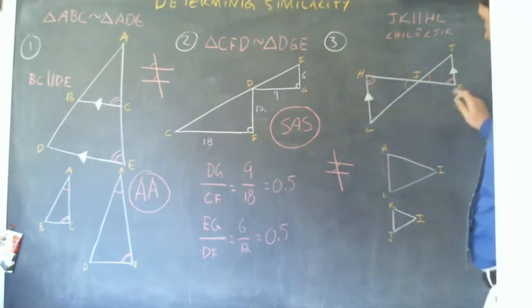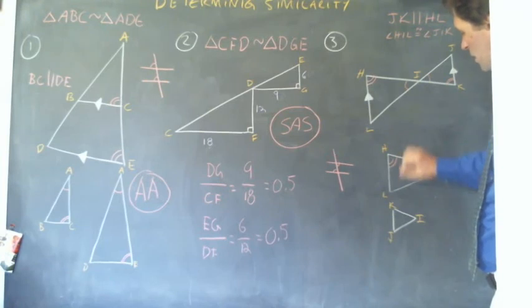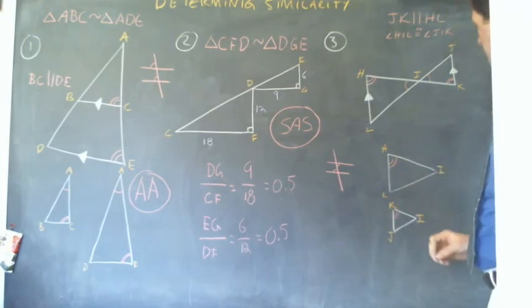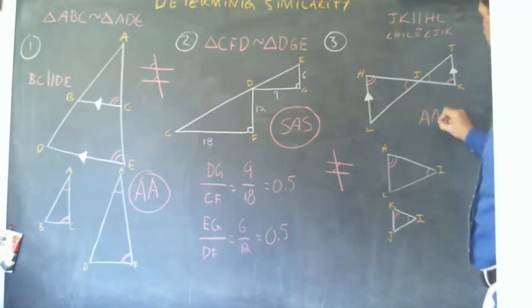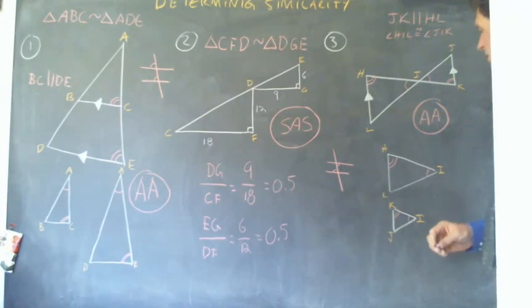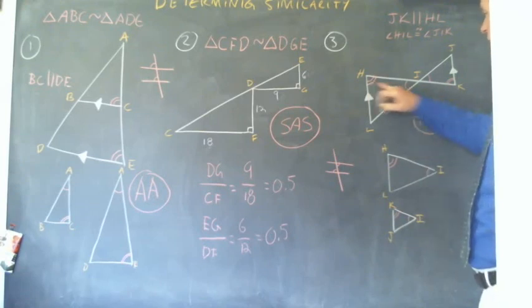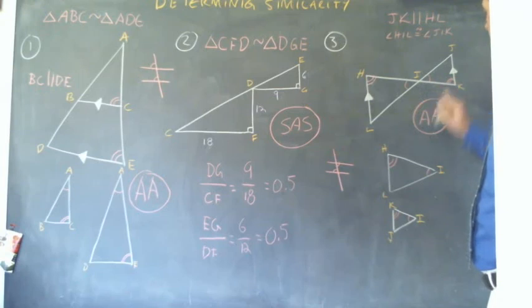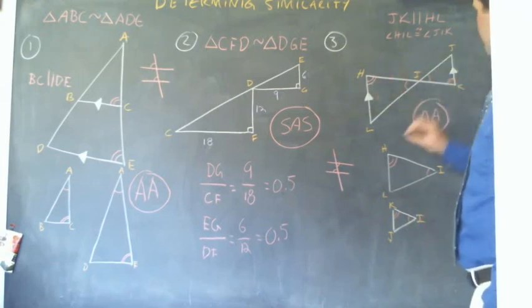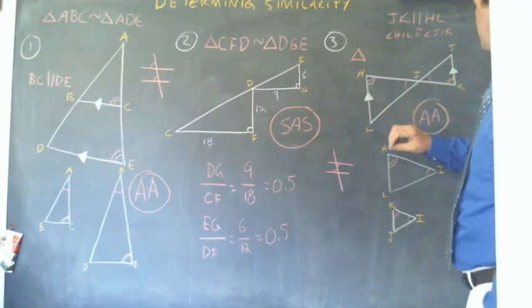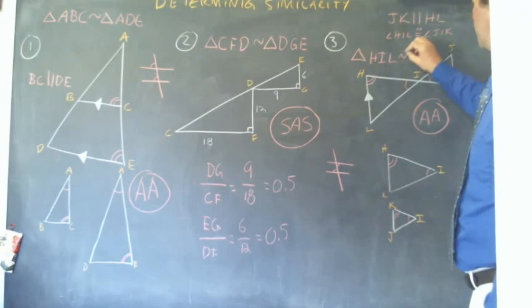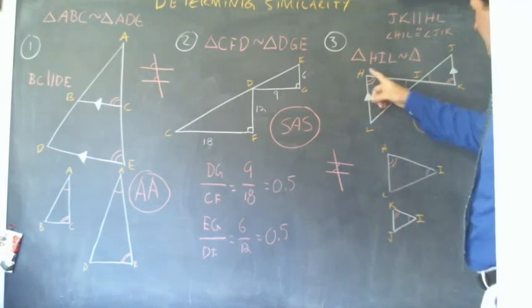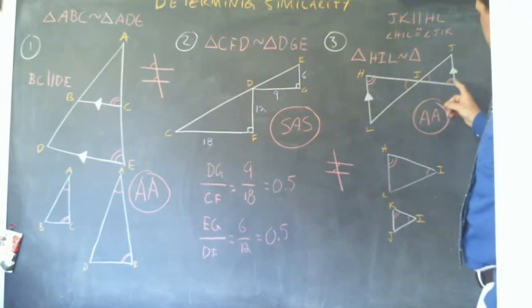So angle H and angle K are congruent. Angle I and angle I are congruent. That is enough for angle-angle similarity. When we write our similarity statement, we have to be careful to keep these two in mind and not these two. So our similarity statement is triangle HIL is similar to triangle KIJ. We started with H, that means we have to start with K.